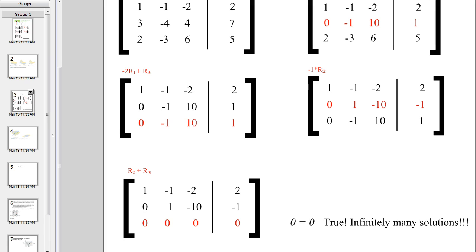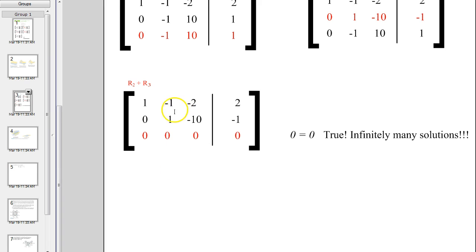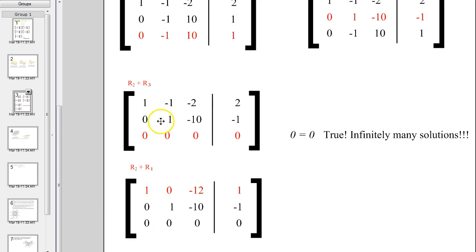Alright, now how do we write it? How do we write what those solutions are? Well, what we do is we go ahead and zero out above. We've already zeroed out below. We're going to go ahead and zero out above. By adding row 2 to row 1, I get this new top row, 1, 0, -12, 11. Now, the reason why I want to do that, I want to have the 1, 0, 0 here.